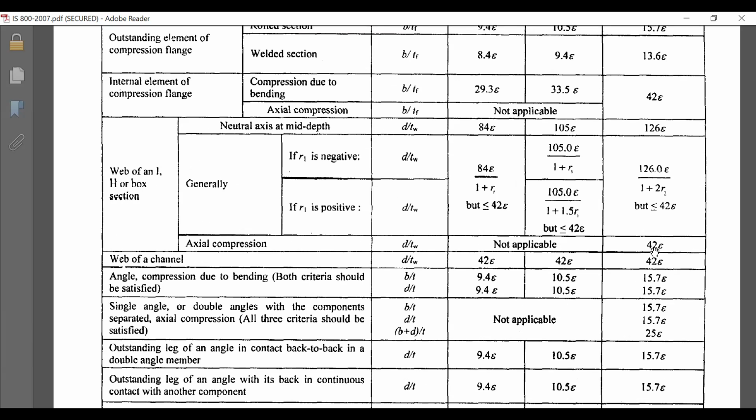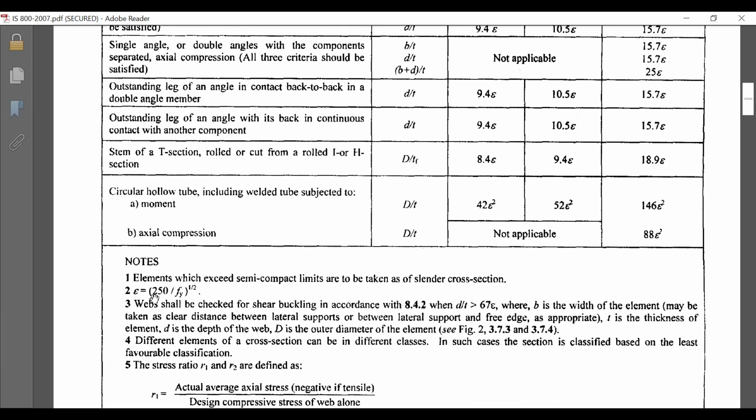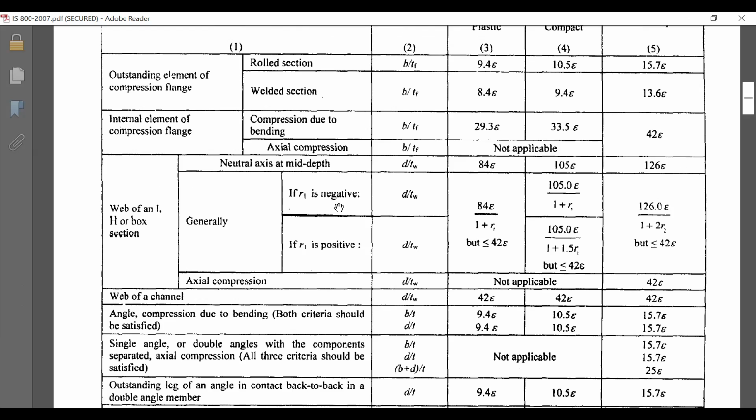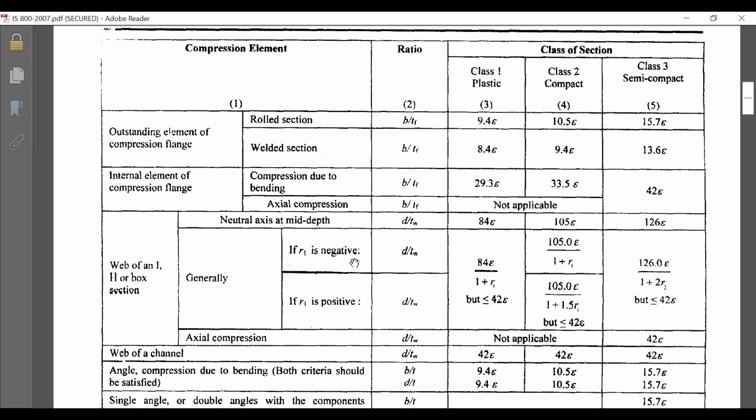And remember, the epsilon value is taken as under root 250 by fy, whole power 1 by 2. The fy value is also 250, where 250 by 250 will become 1, and 1 power 1 by 2 will become 1. So I'm taking the epsilon value directly as 1. You can also take the epsilon value as 1 for all the models of problems. So from this, we can clearly tell that the section which we have selected, that is ISHB 350, belongs to a semi-compact section.